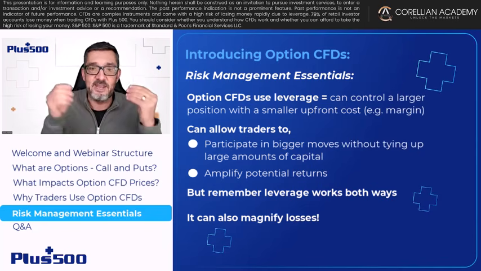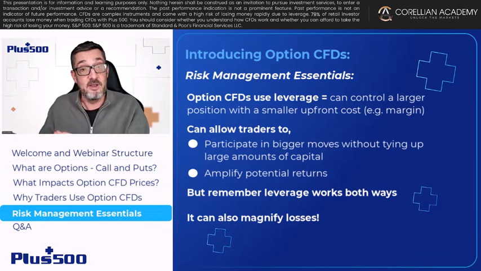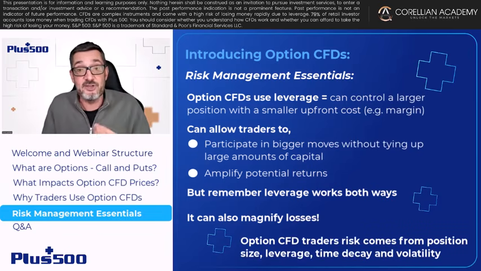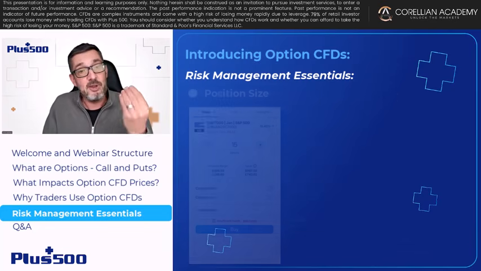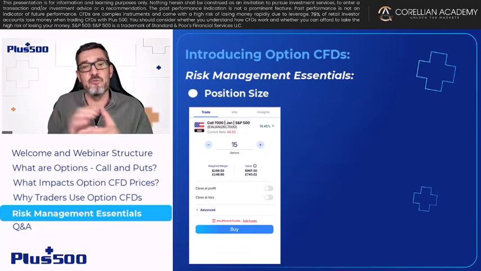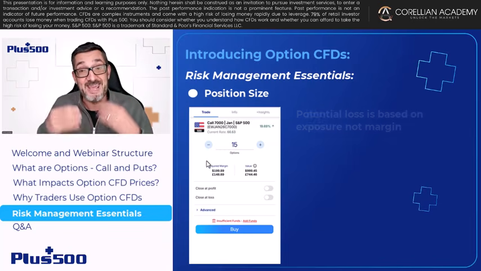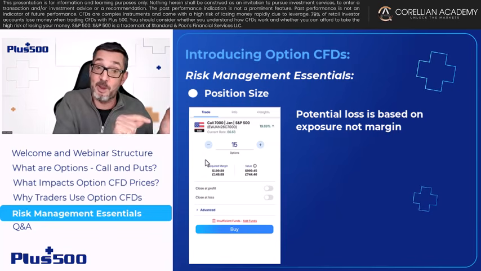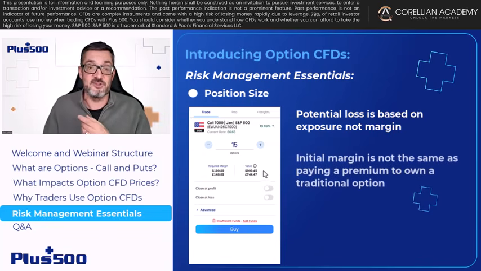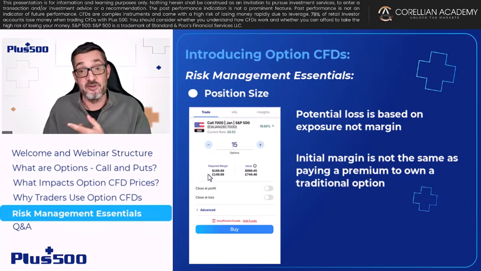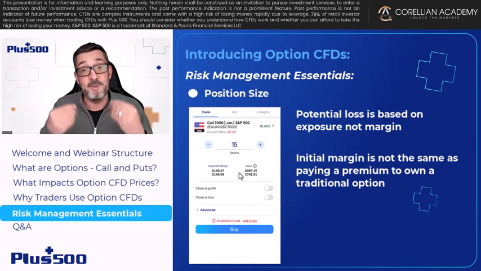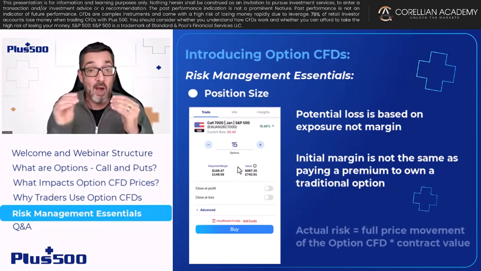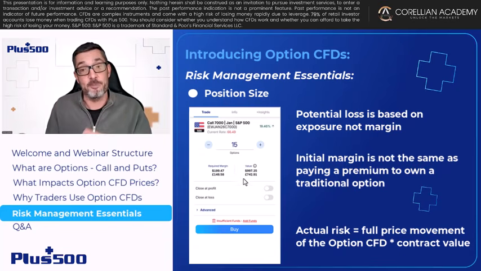Remember, you are trading a CFD on the option price, not the option itself. Your risk comes from position size, leverage, time decay, and volatility. If we look at position size, this is a very important risk control when trading option CFDs. The option price can fall sharply, even to zero, and your loss is based on exposure, not margin. Many beginners assume the initial margin is the most they can lose, like paying the premium on a traditional option. This is wrong. The initial margin is simply the amount required to open the trade. Your actual risk is the full price movement of the option CFD multiplied by the contract value.